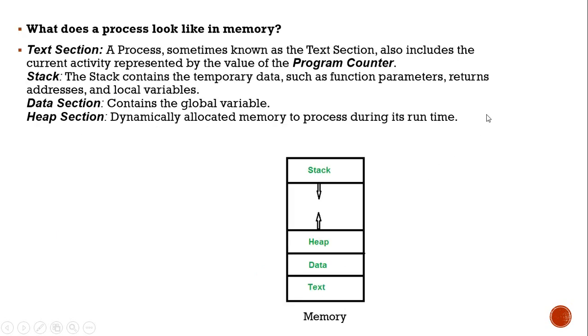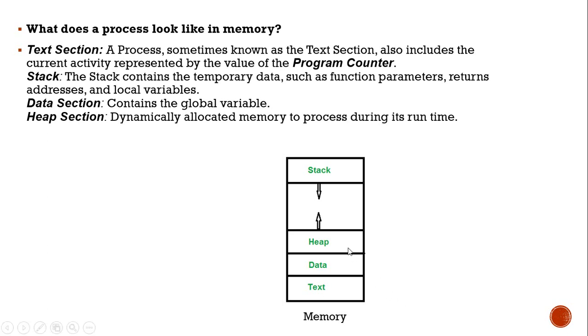Now, how and what does a process look like in the memory? You can see here on the screen that this is your memory area. Memory means random access memory or main memory. So here we have 5 parts of the memory. First one is a stack. In a stack, it always contains temporary data, for example, function parameters, return address, and local variables.